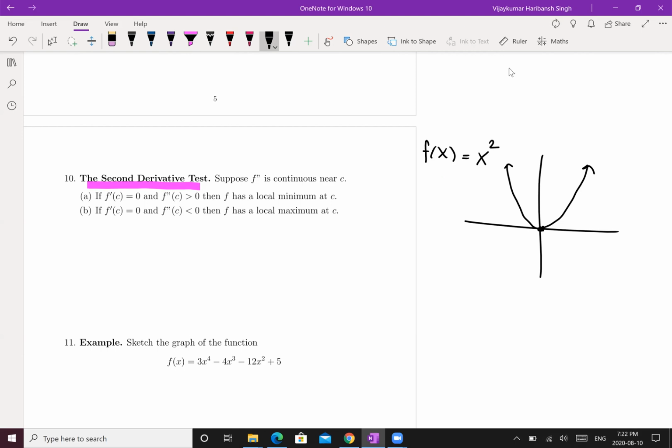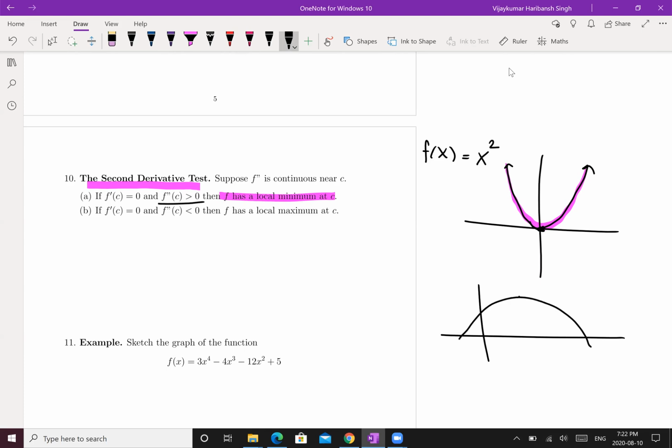So if the first derivative is 0, that means you're here. And if the second derivative is greater than 0, so that will happen when the graph is what? Concave up. So we get this shape here, right? So not only do you have a critical point, but the function is concave up around that critical point. In that case, we get what? f has a local minimum at c. Similar thing, we'll get f has a local maximum at c.